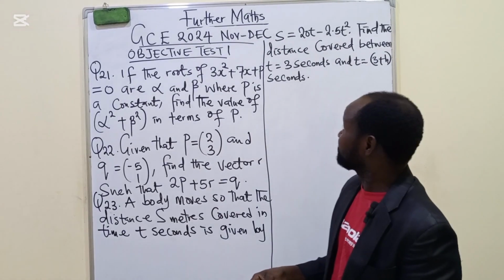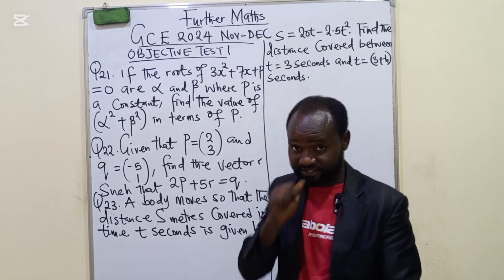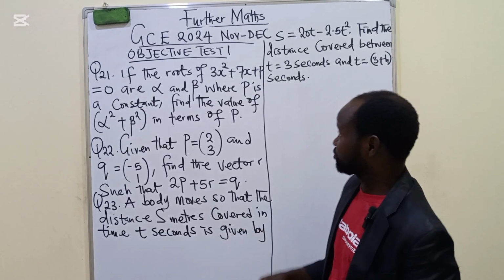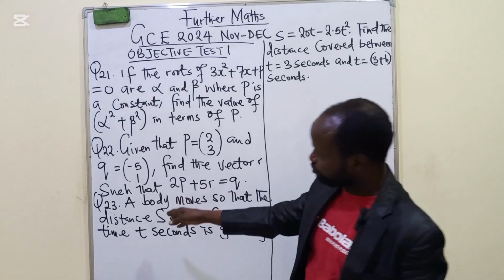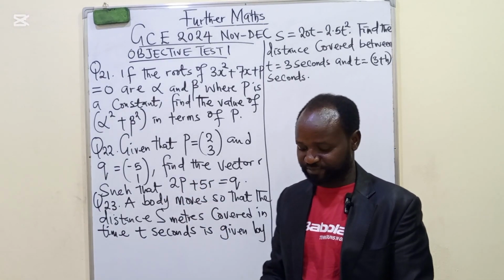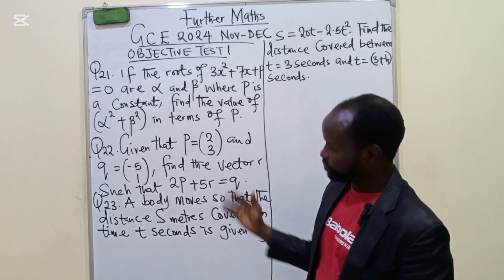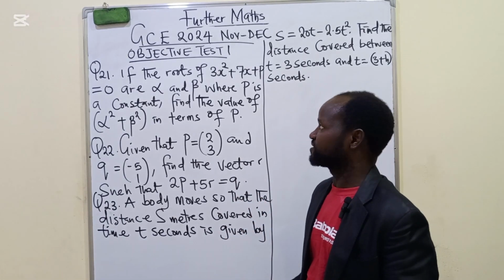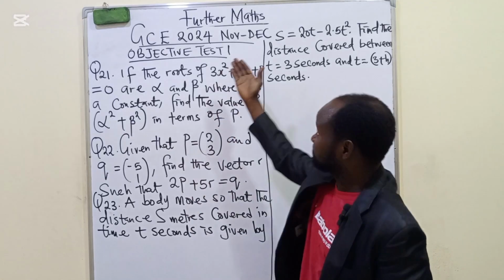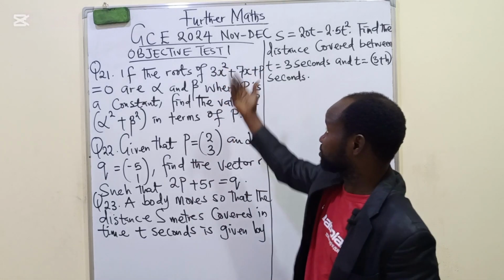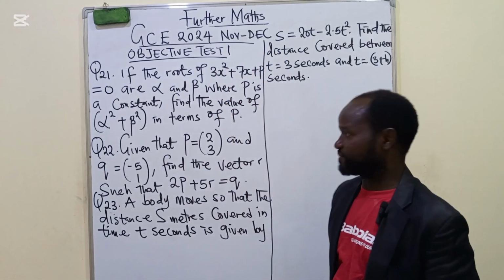This is November December objective test 1. With us here are questions 21, 22, and 23 respectively. In my previous video, I solved questions 1 to 20. Let's look at how we can handle this Further Mathematics GCE 2024, November December.